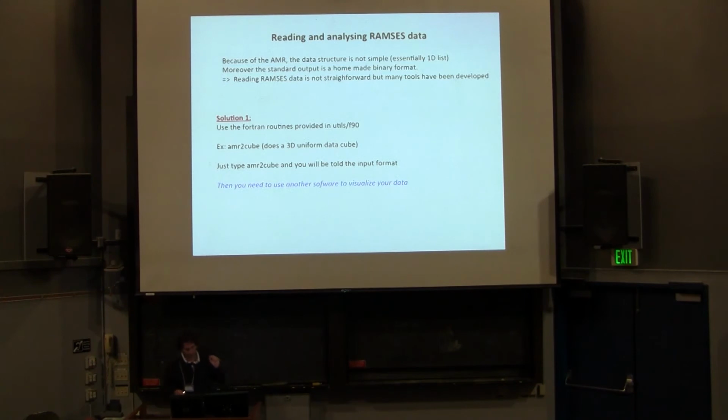But, okay, so solution one is to use the Fortran routines provided in the files utils f90. For example, you will find this amr2cube file, which will essentially skim through the grid and produce a nice Cartesian grid. It will do everything, averaging, smoothing, everything, and then you will have nice 3D data. But then you have to read the output file that you produce through amr2cube, and then you need to use your preferred software to do the analysis and everything.